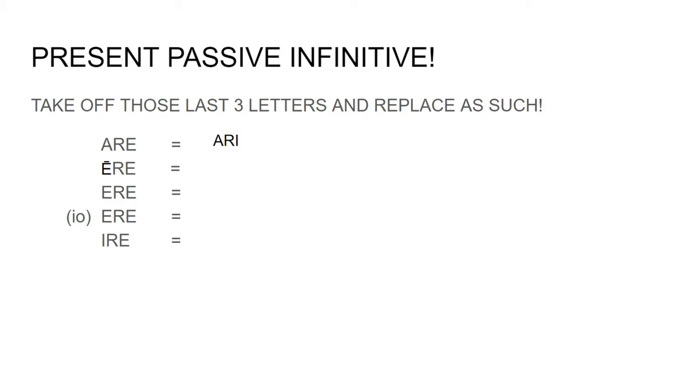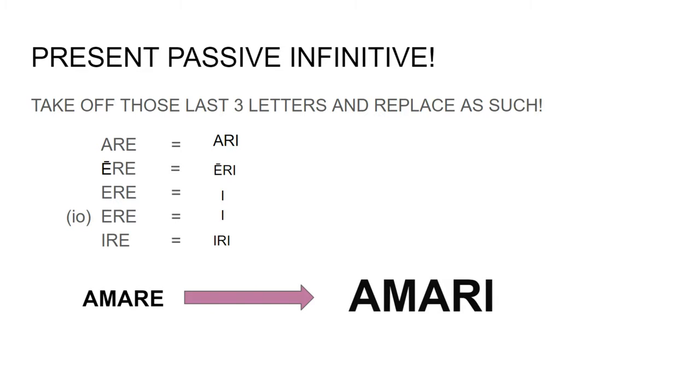ARE turns into ARI. ERE with a long mark turns into ERI. At this point, you might be saying, Miss Owens, it looks like you just take off the last E. Well, here comes the third. Third and third IO, you take off all of three of those letters and you only add back an I. Not ERI, just I. Finally, IRE changes to IRI. So if we give you the example of amare, AMARE, I'm going to take off ARE. I'm going to add ARI. Great.